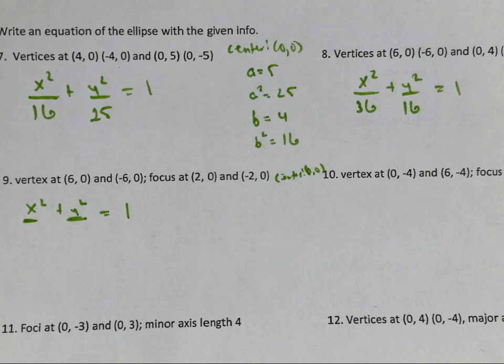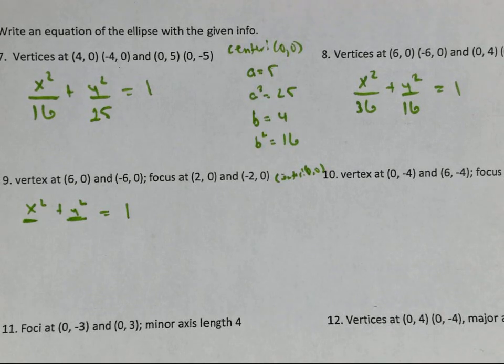What did I tell you? The focus is always located on the what? Major axis. Where are these points located, horizontal or vertical? They're all on the horizontal, aren't they? You see that? The focus comes between the center and your vertices on your major axis. So it's the horizontal. So your larger number is going to be under what? X squared.